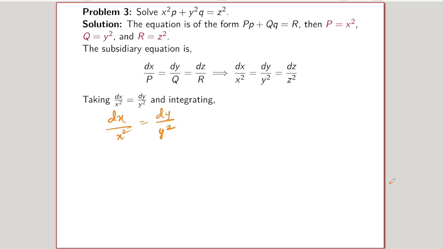And since all the terms are in one side, we can integrate it straight away. And note that during this integration, we can write that as x power minus 2 dx. This is equal to y power minus 2 dy. And if we integrate x power n, we'll be getting x power n plus 1 divided by n plus 1. So here it is nothing but x power minus 2 plus 1 divided by minus 2 plus 1.